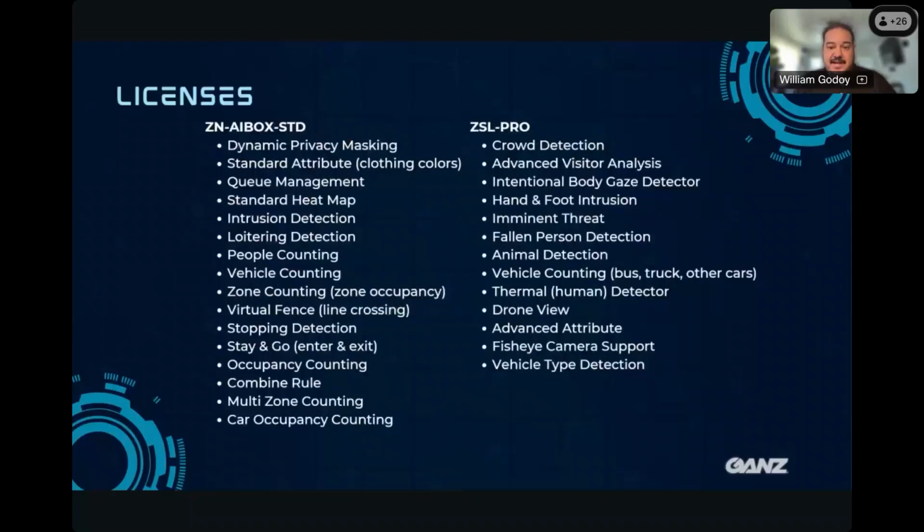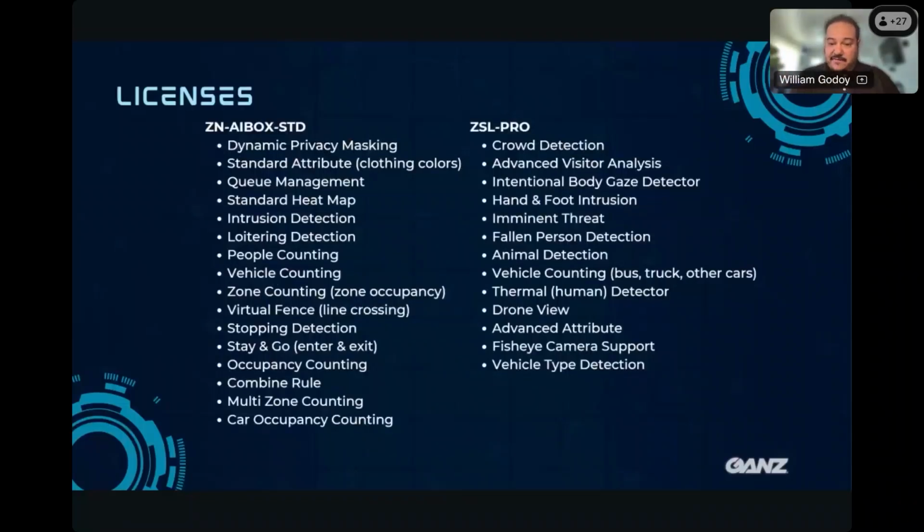Some of the licenses, I won't go through all of them, but you can see here the licensing that comes with it. When you purchase the AI box, the standard licenses are what you see here on the left side. So you can do people detection. It still does vehicle, and I believe bicycle and motorcycle. It has stop and go zone counting. But you can also get other licenses that are not included with the standard.